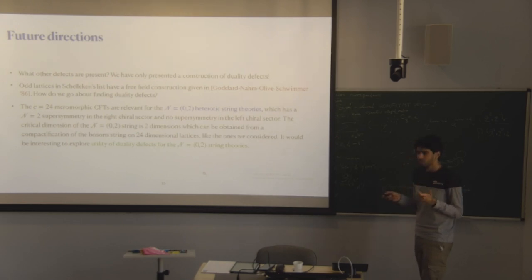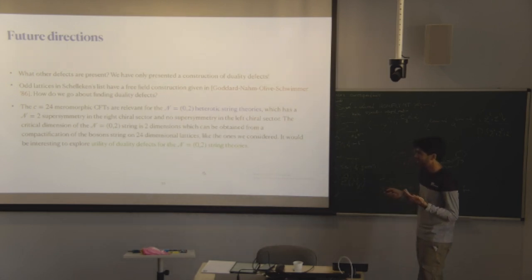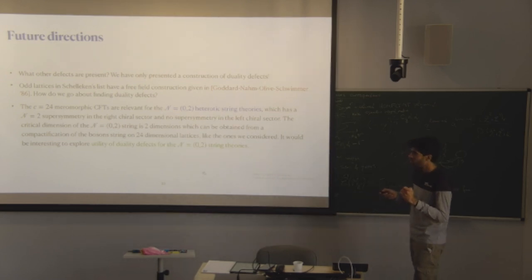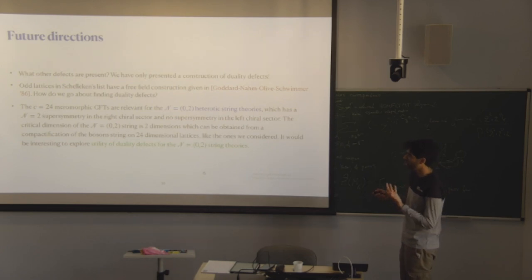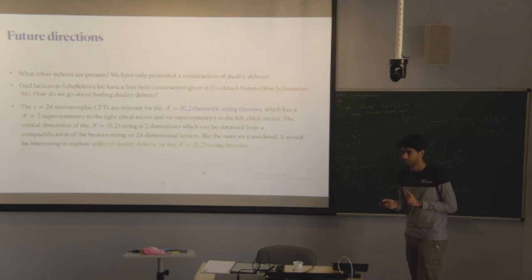So what you can do is start with the bosonic string in 26 dimensions and then compactify along the Niemeier lattices in 24 dimensions. And then you get the N=(0,2) heterotic string theories. So then the question is that you have defects in your CFT. What do you know about the N=(0,2) heterotic string theories? Do you think there's a duality between these string theories or not? And that is the question that we would like to answer next. So thank you.